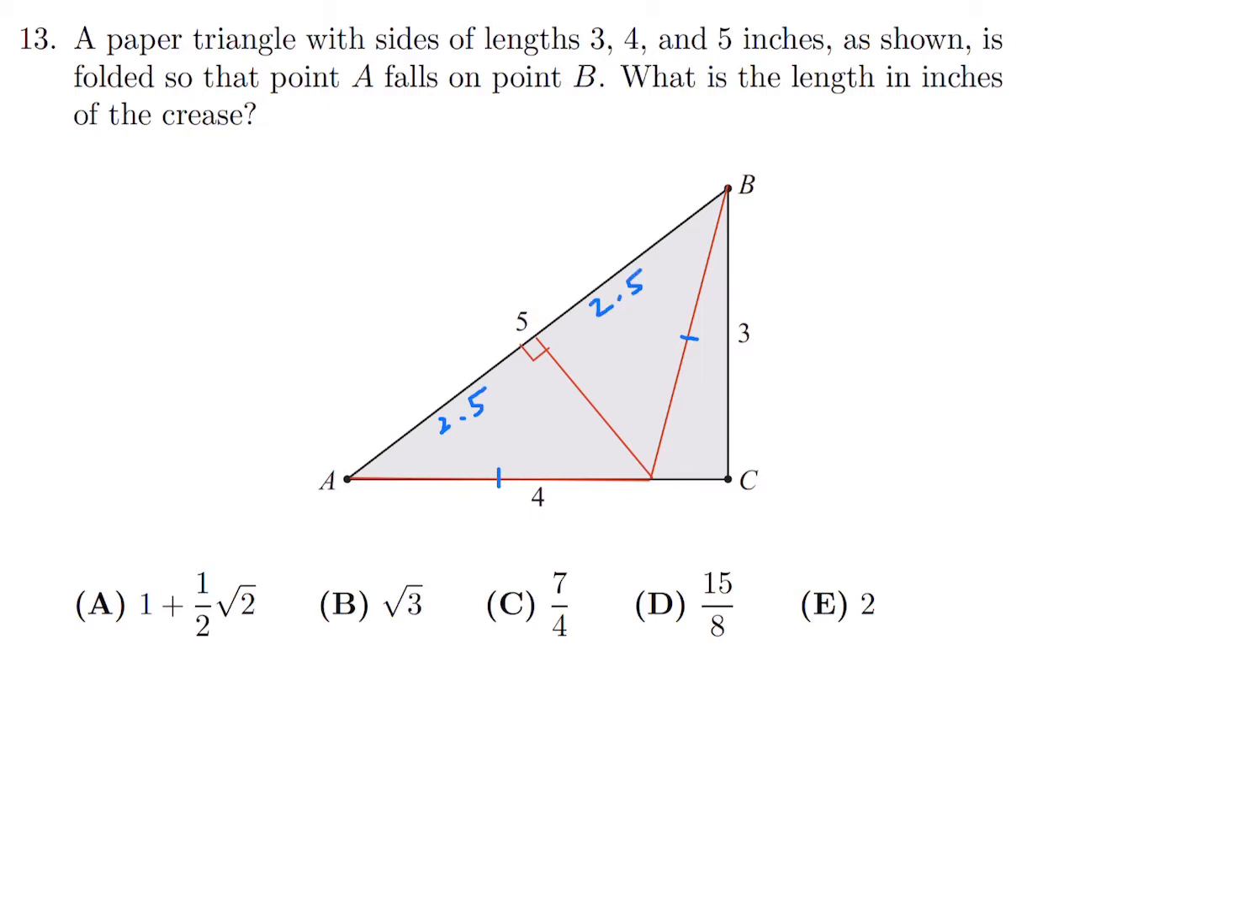Then we will start labeling things. I'll call this crease X. I will call this Y, and then therefore this distance will be 4 minus Y. And this distance is the same, so that's also 4 minus Y. Like that. Okay, so we've got a couple of Pythagorean relationships since this is a right triangle right here.